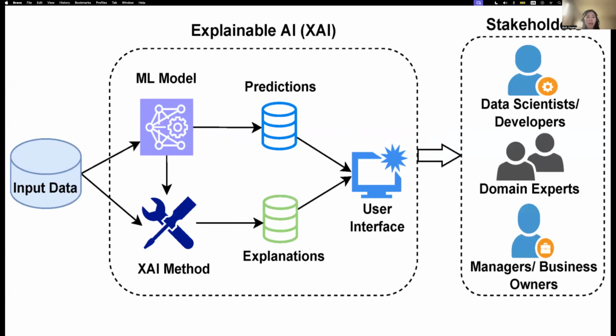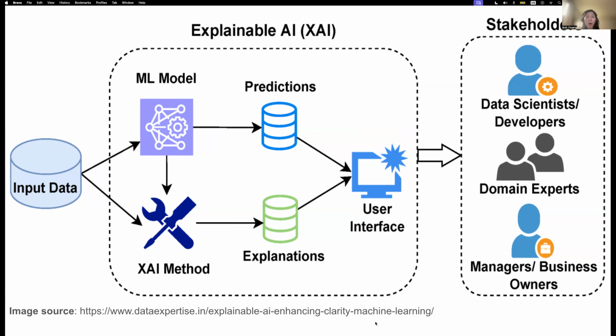This diagram shows how XAI fits into the AI process. Data goes into the model, which makes a prediction. An explanation tool runs alongside it to show why the model made that prediction. The results are shared with the user, who can review both the outcome and the reasoning.